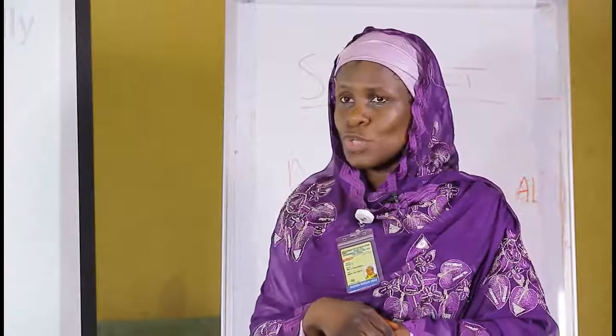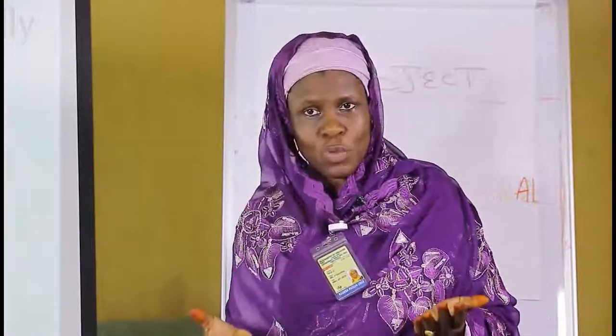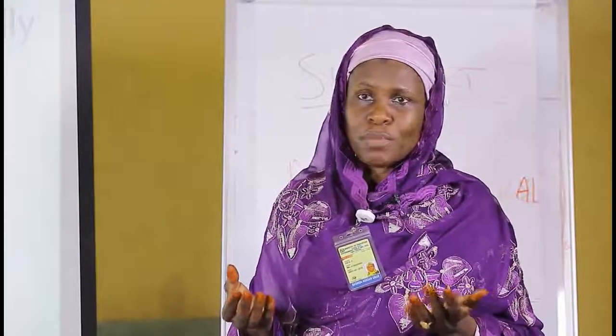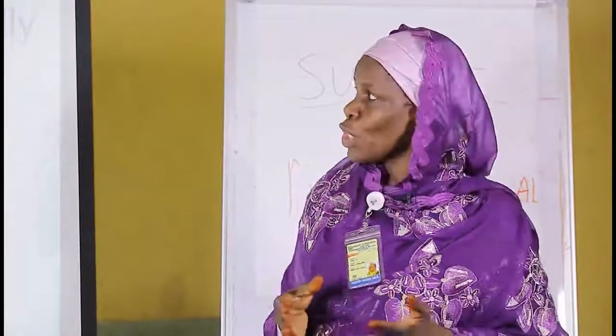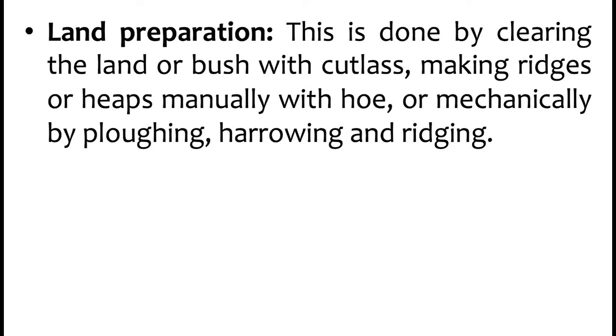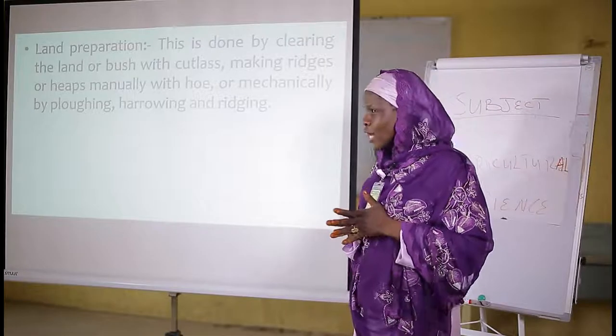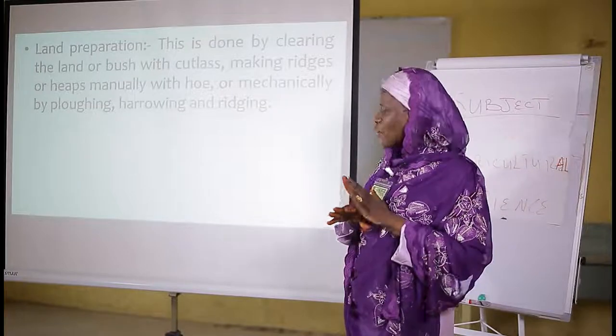The first thing you do is what? Preparing your land. When you want to go into maize production, before you cultivate, the first thing that you have to do is what? Land preparation. So this is done by clearing the land or bush with cutlass, making ridges or heaps manually with hoe. You are to clear your land with what? Manually, by clearing the land or bush.